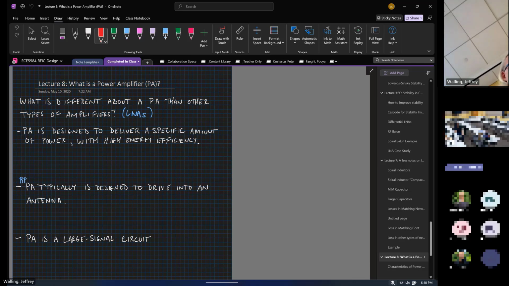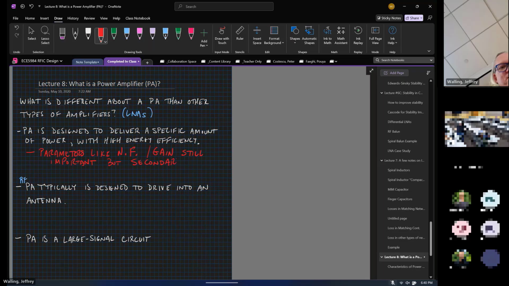Now, it's not to say that other parameters are not important, it's just that we're going to favor one. Parameters like noise figure and gain are still important. So we still care about these things, just not as much. Why do we care about noise in a power amplifier? It's a secondary factor. We're not anywhere near the sensitivity of the amplifier. Last stage, yeah, that's it. Whatever I drive into the antenna is going to radiate, including the noise. So we still care about it.